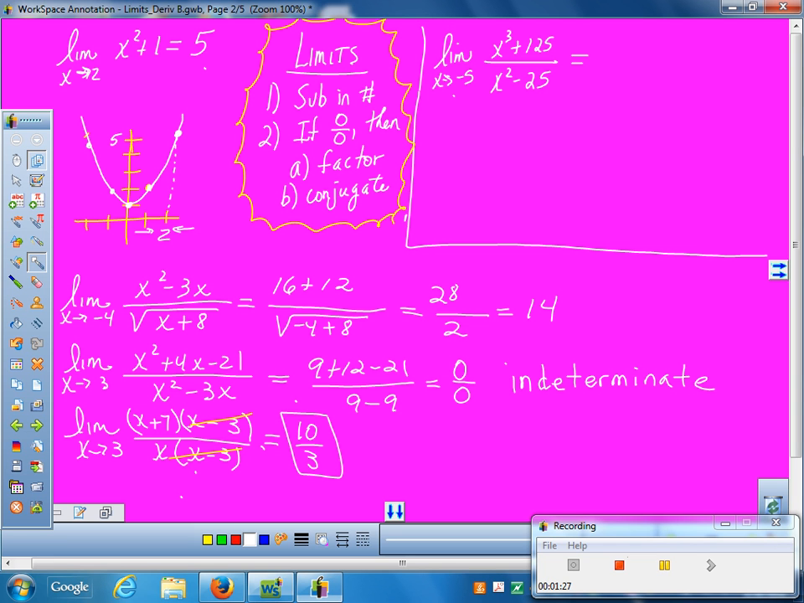Okay, this one up in the top right corner, though, this is more a need for me to make sure you remember algebra. I'll tell you right now, if you stick -5 in this one, you're going to get 0 over 0. My question is, how do you factor the top? Perfect cube. X plus 5 times x squared minus 5x plus 25. It's the perfect cube rule.